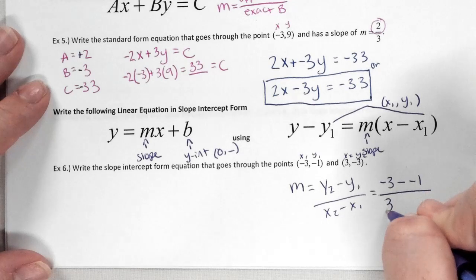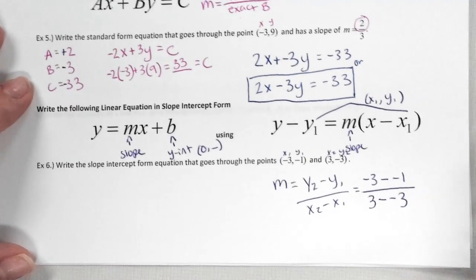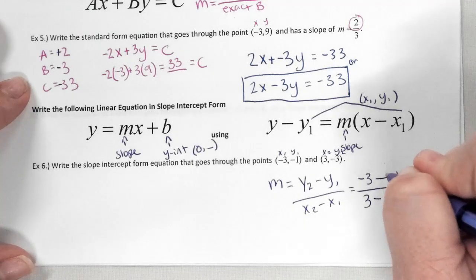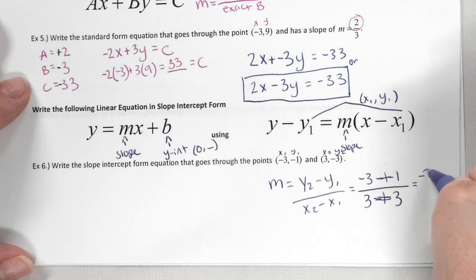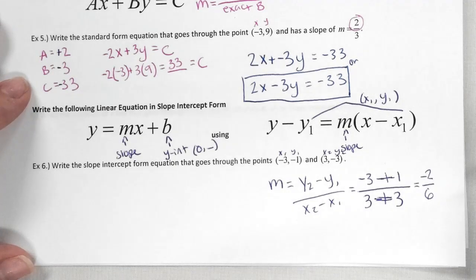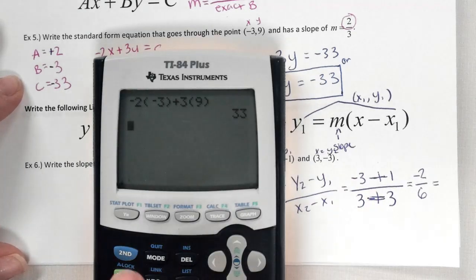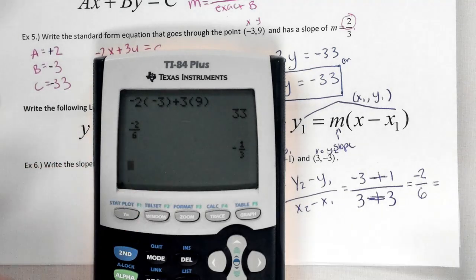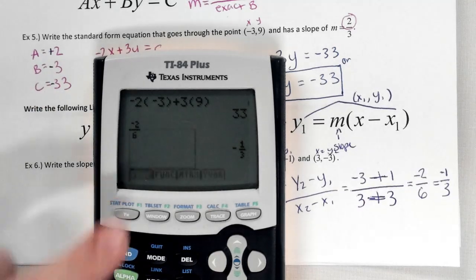So x2 is 3 minus x1 is negative 3. Now you can type this in your calculator, or you can do it by hand. If you type it in your calculator, type it just like this. If you do it by hand, these become what? Yeah, they're broken plus signs. So negative 3 plus 1 is negative 2 over 3 plus 3 is 6, which simplifies. If you struggle with simplifying, can you just type it in your calculator? Yeah, if you're ever not sure if it simplifies, you can type it in your calculator, and it does simplify to negative 1/3.